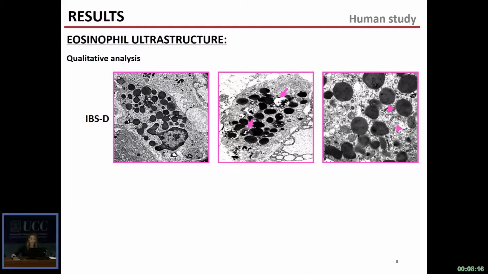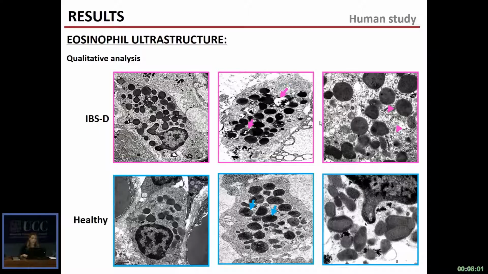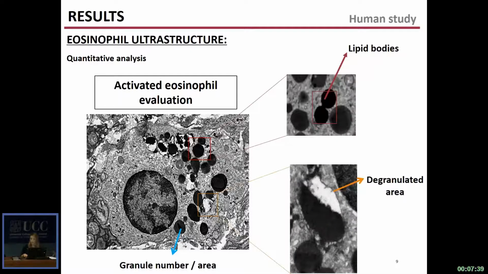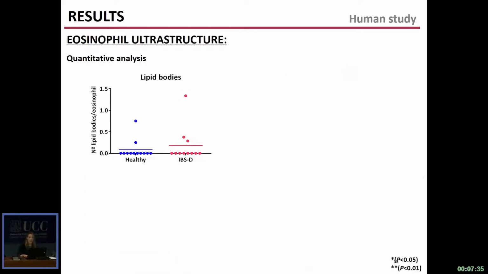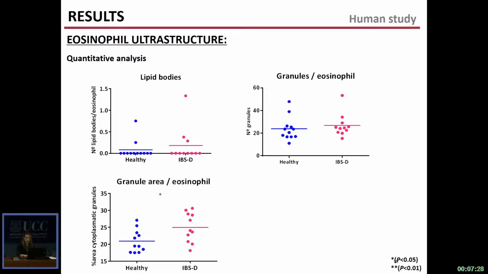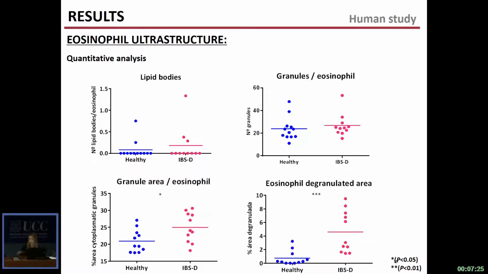However, secretory activity was more prevalent in the IBSD group, as indicated by piecemeal degranulation with selective fragmentation of cytoplasmic granules and higher frequency of vesicular structures, indicative of activation. By contrast, the control group showed well-preserved electrodense granules and few secretory structures. The quantification of eosinophil activation was evaluated in ImageJ by the analysis of the granule number and the area of the eosinophils, the number of lipid bodies, and the degranulated area. There were no differences in the number of lipid bodies between groups and in the number of granules per eosinophil, but there was an increase in the granule area and in the degranulated area from eosinophils in the IBSD group.